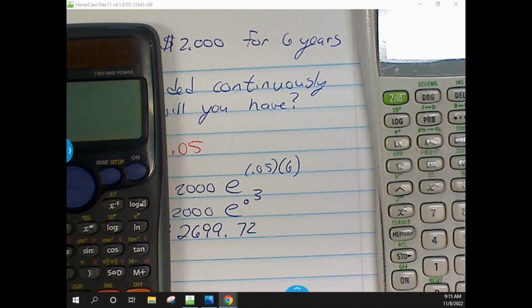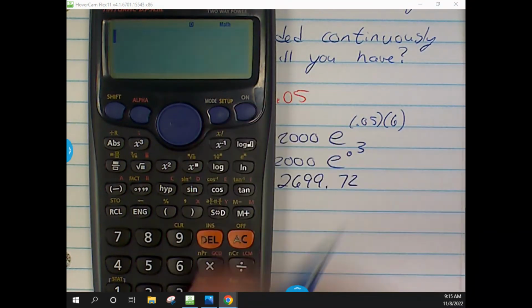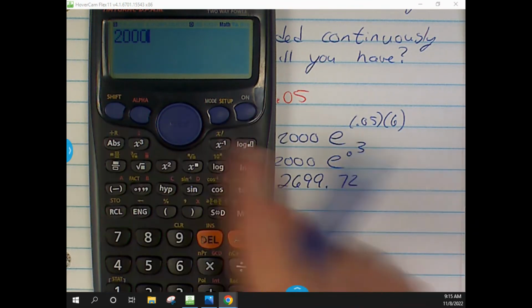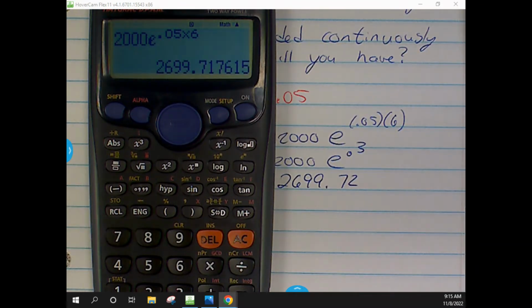All right. And for the Casio, going through it real quick, it is 2,000. Again, there's your second, hit your E button. And that one, same thing, you do 0.05 times 6. So as long as it leaves it in the exponent, it's okay. 2699.72 if we round it off.